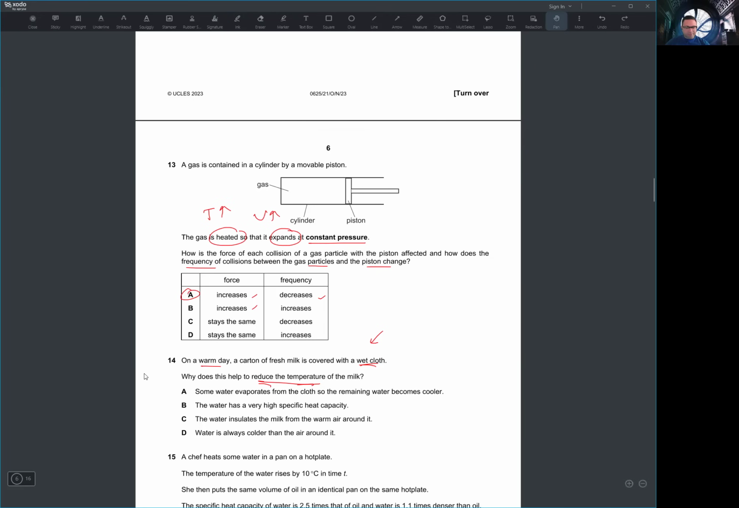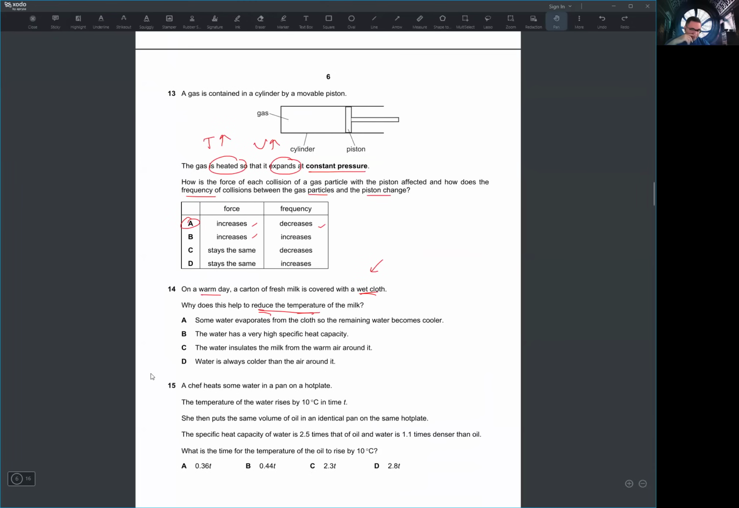Next. 14. On a warm day, a carton of fresh milk is covered with a wet cloth. Probably it's going to evaporate. Why does this help reduce the temperature of the milk? Because probably the water in the cloth evaporates. Some water evaporates from the cloth, so the remaining water becomes cooler. I mean, isn't that correct? It is. I'll read the rest just in case. Water has a high heat capacity. No. Water insulates the milk from the warm air around. No. Water is always colder than the air around it. Who said so? Like, no.